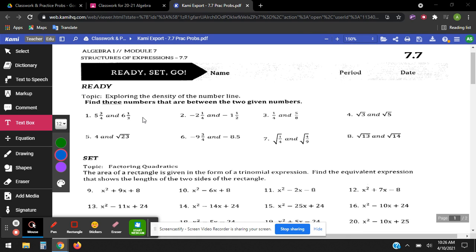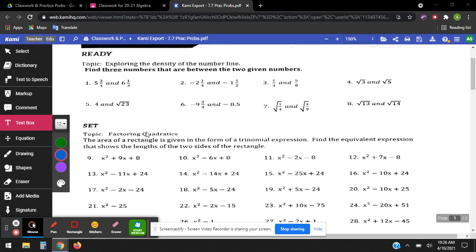Hi, this is Algebra 1, Module 7, Lesson 7, the practice problems. Here we are going to just practice finding numbers between other ones.